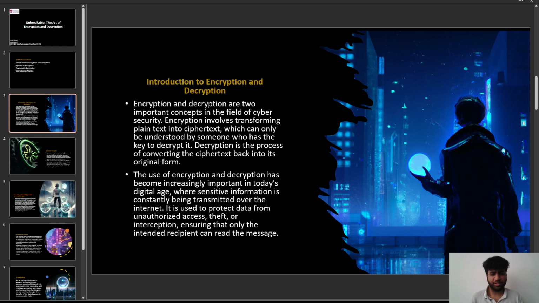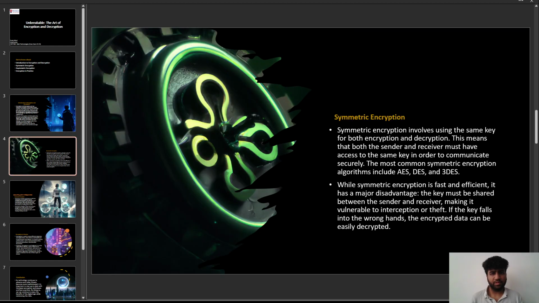The use of encryption and decryption has become increasingly important in today's digital age, where sensitive information is constantly being transmitted over the internet. It is used to protect data from unauthorized access, theft, or interception, ensuring that only the intended recipient can read the message. Now let's talk about symmetric encryption.